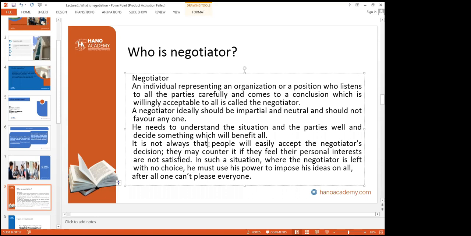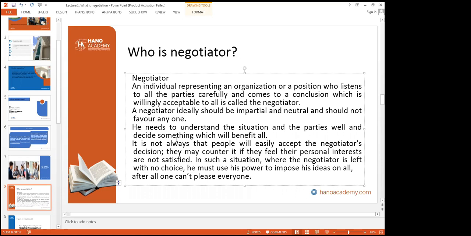So in such a situation where the negotiator is left with no choice, he must use his power to impose his idea. After all, one can't please everyone. So if you know that you are a negotiator and you are doing the right thing, then you can use all your powers to impose some ideas on people. But this one should be the last resort.